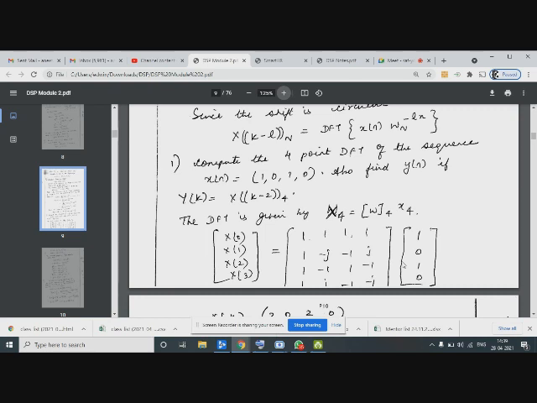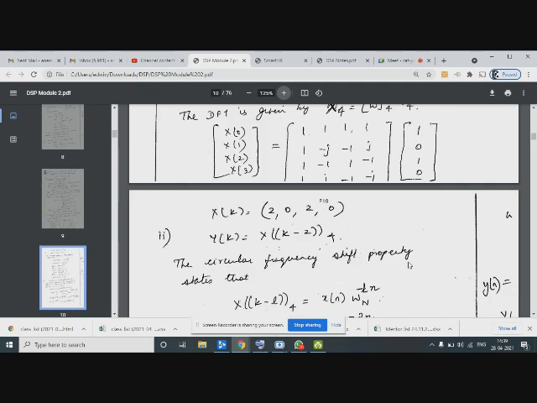All of you have done this? You got the answer? Matrix multiplications, very simple this problem. Simple DFT. Till here you would have got it.